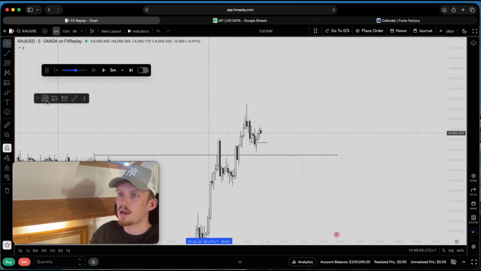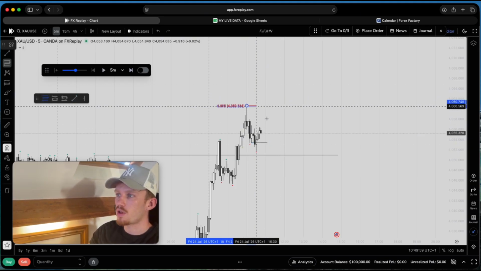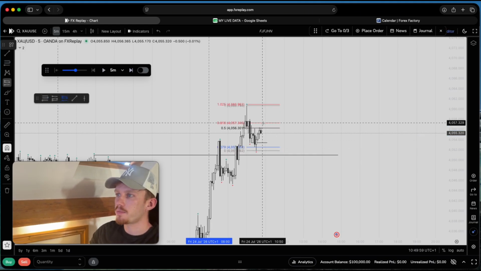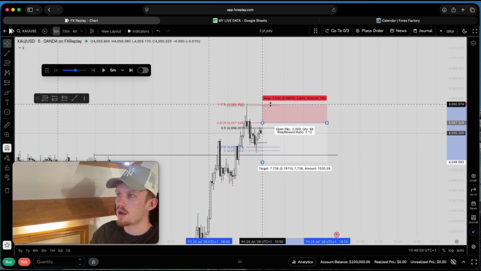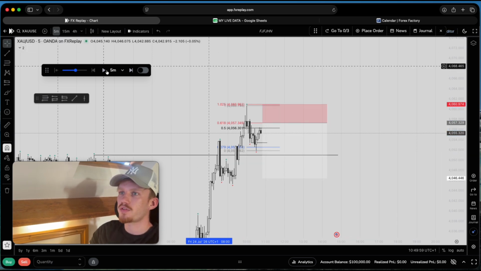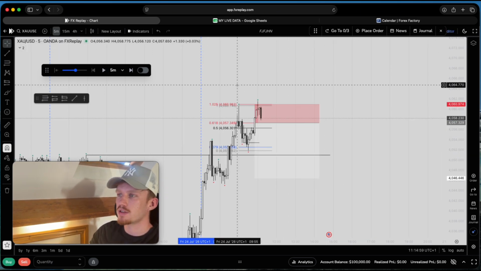Breaker structure just there. Fib on the move, so the high of the sweep to the low made after the break. Fixed entry, 618, 1.025. Target is the 3R, fixed 3R as always, and then boom, straight to stop loss.